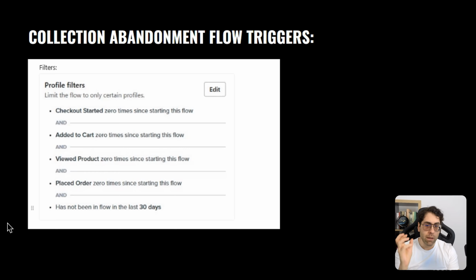For example, for a collection abandonment automation, this is one thing you could do. You could set it up in this way. You should, I should say, set it up in this way. Checkout started 0 times, added to cart, viewed product, placed order all 0 times since starting the flow, and they've not been in the flow in the last 30 days.